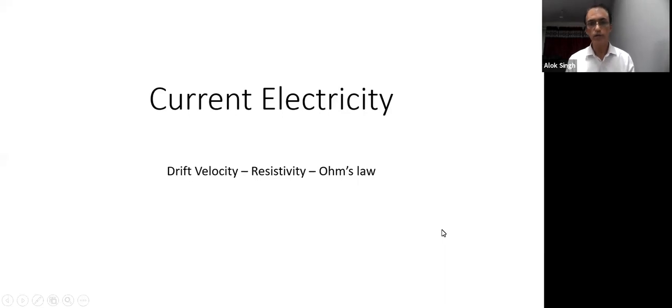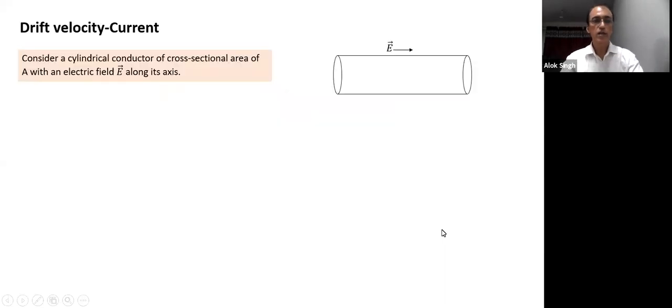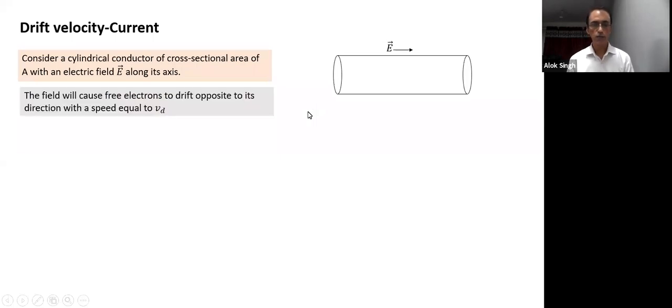So the first part starts with this. Let's consider how we link drift velocity to current. Let's consider a cylindrical conductor, which is shown in the figure here, and it has a cross-section area A, and a field is applied towards the right. The moment you apply the field towards the right, the force on electrons will start acting towards the left, and it will create a drift velocity. The field will cause free electrons to drift opposite to its direction with a speed equal to Vd.